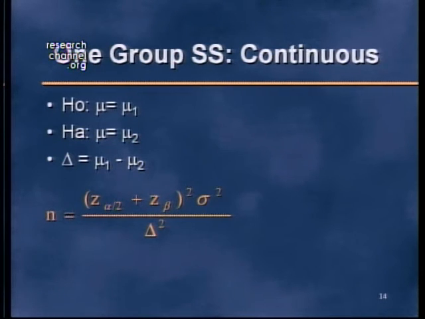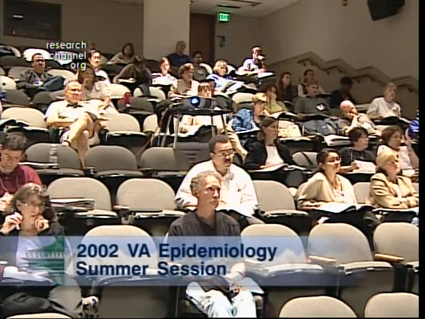So if we look at the continuous outcome, what differs between our sample size calculation for one group based on hypothesis testing versus just getting a confidence interval at the end? Any ideas? I could ask this in a different way. What looks different between this formulation and, I'll take you back to, this formulation?